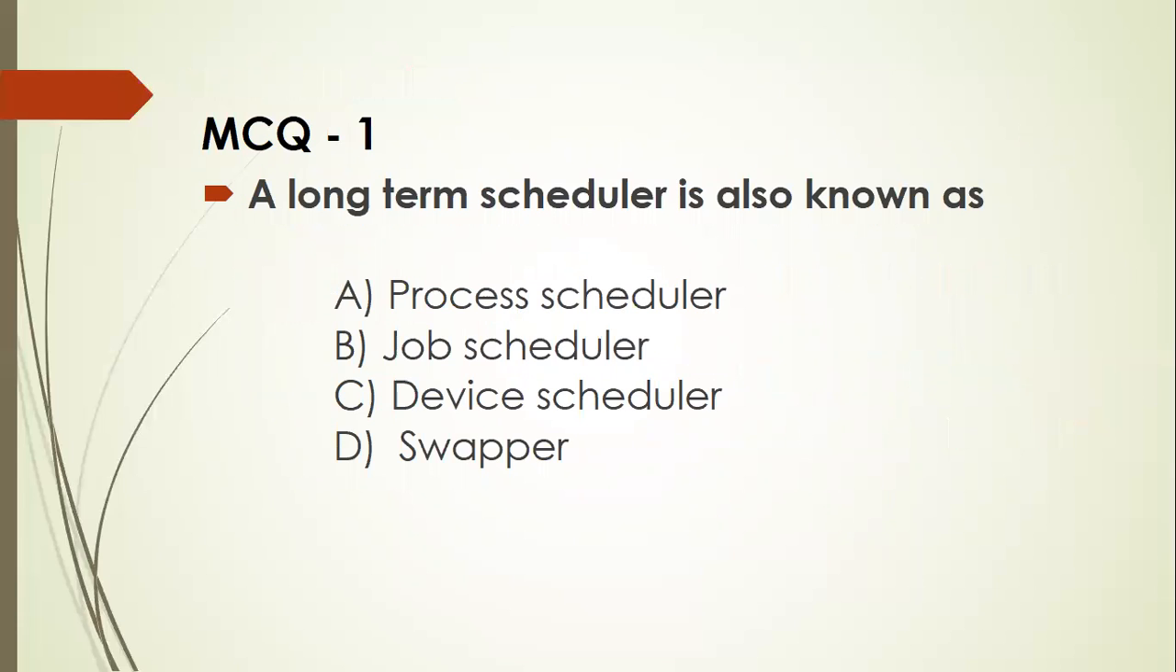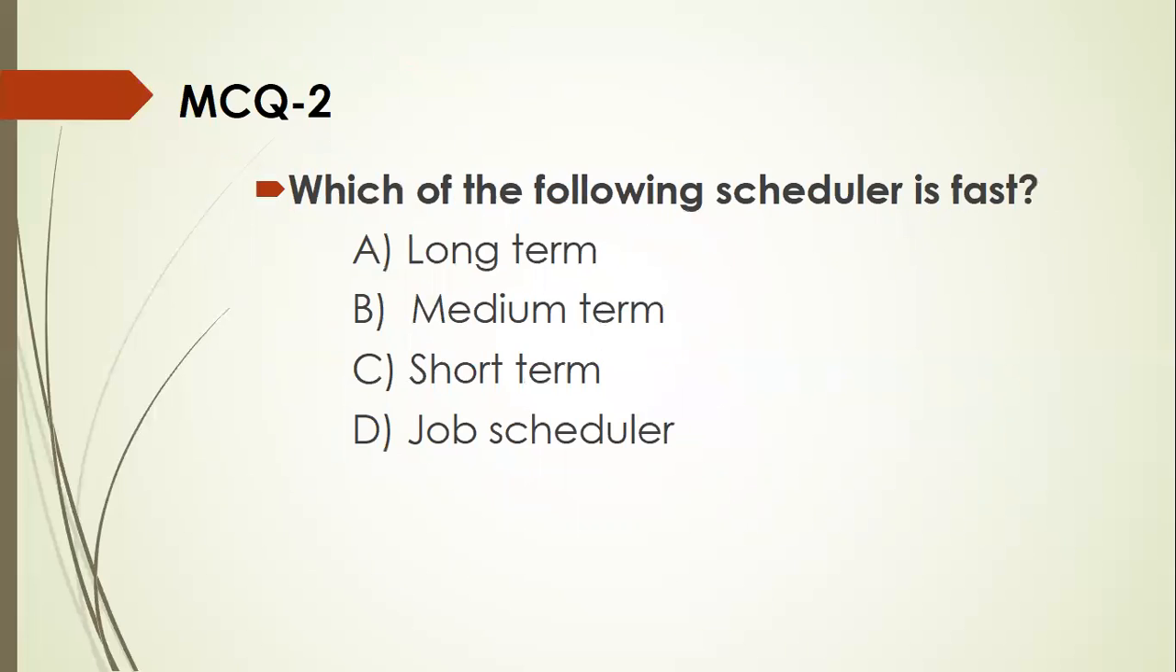Some interesting multiple choice questions on today's class. A long-term scheduler is also known as job scheduler. The correct answer is B. Which of the following schedulers must be fast? Definitely, we know that one. A short-term scheduler has to work with the speed of the CPU, which means it must be faster than the long-term scheduler. The correct answer is C.